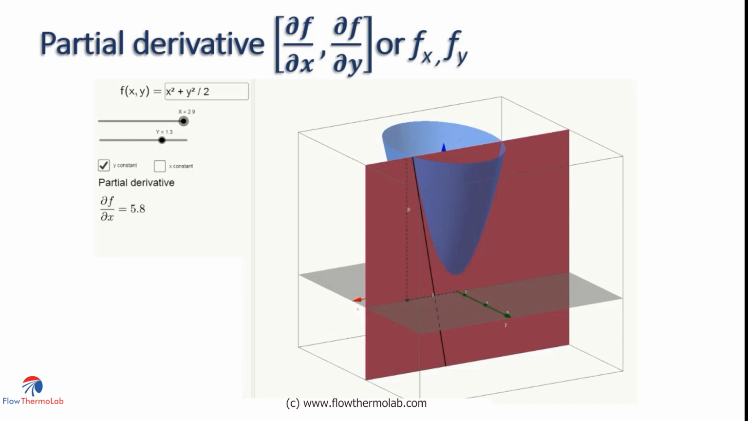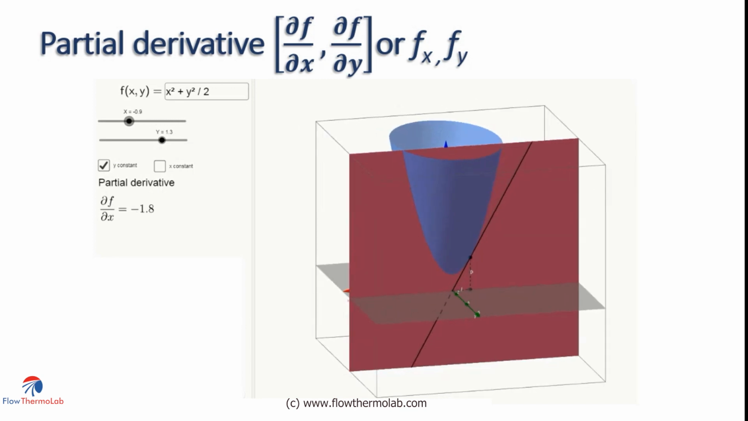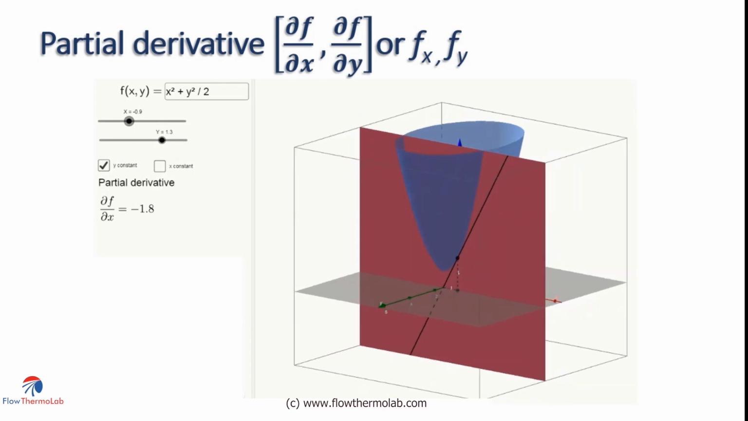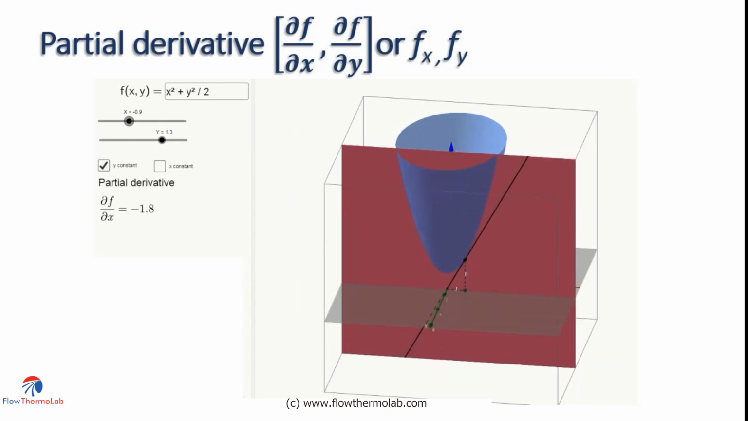Now, dou f by dou x is nothing but the derivative of the function when the value of y is constant. So that is the slope of our intersection curve, and the value of the slope is going to change at different values of x.